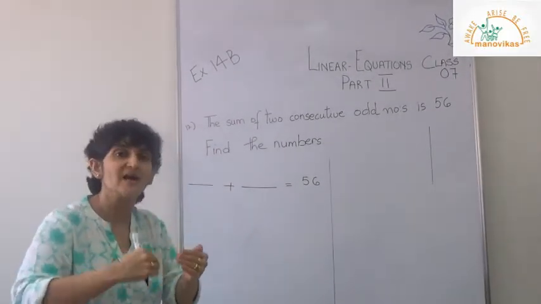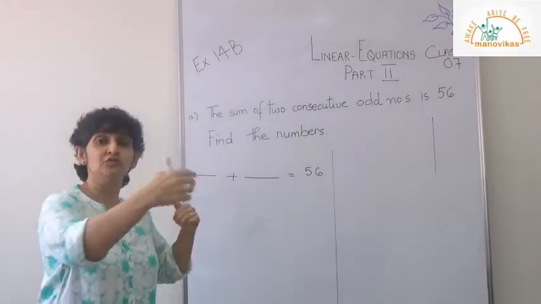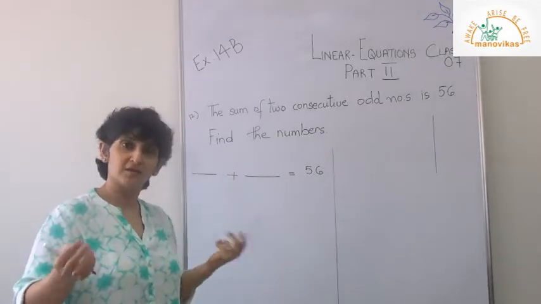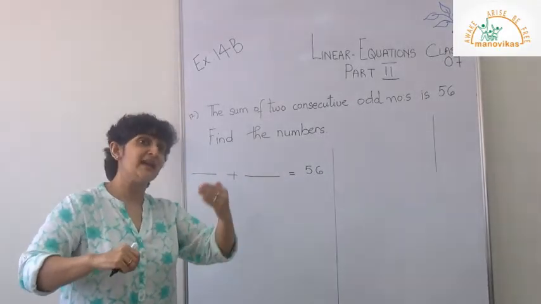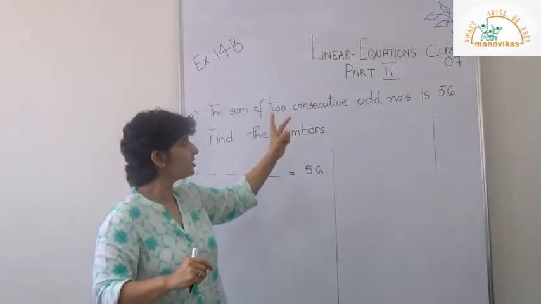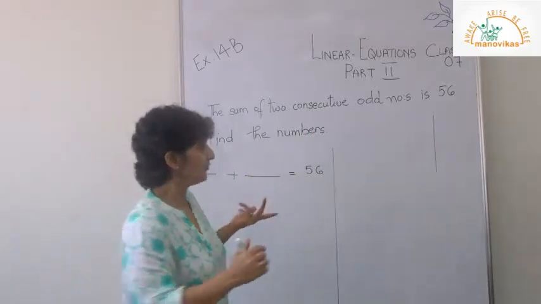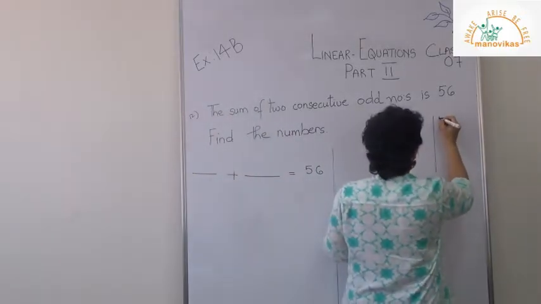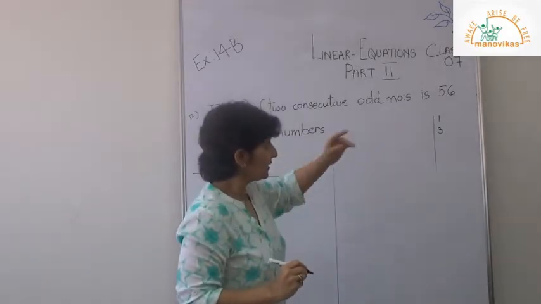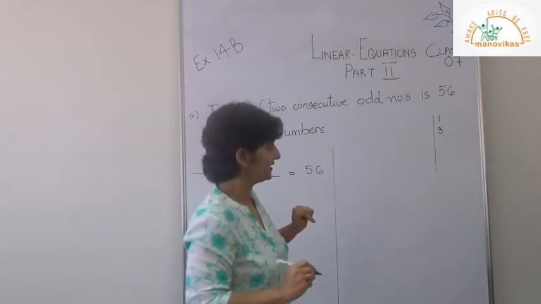Now, two consecutive. Consecutive means one after the other. But here, 1, 2, 3, 5, take. They are consecutive numbers. 4, 5, 6. Consecutive numbers. 98, 99, 100. Consecutive numbers. But here they are said two consecutive odd numbers. Now, for example, if I take, say, 1 and 3. Alright? These are consecutive numbers and they are odd, isn't it?